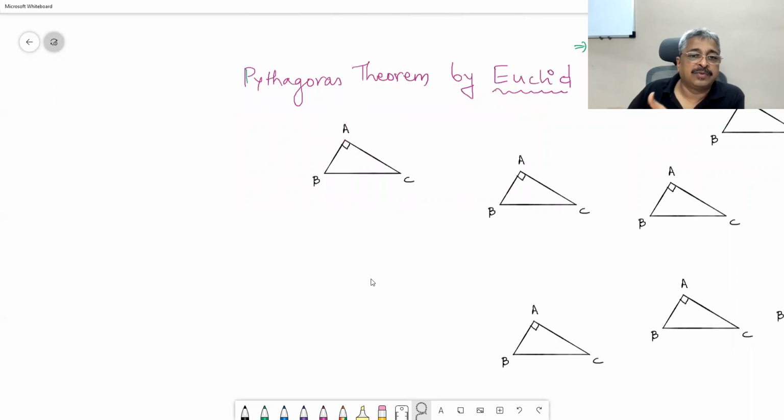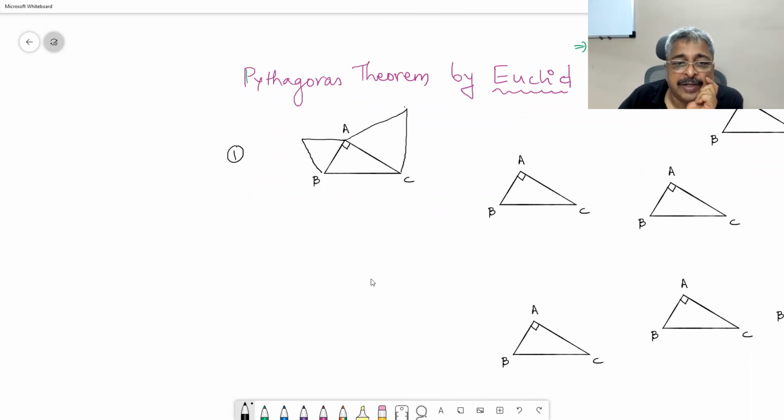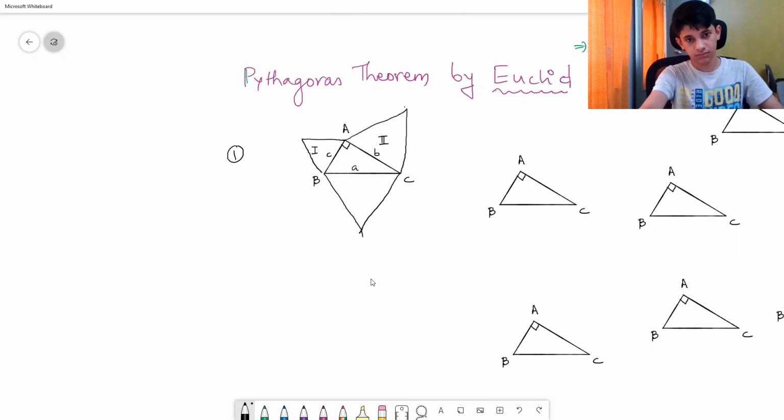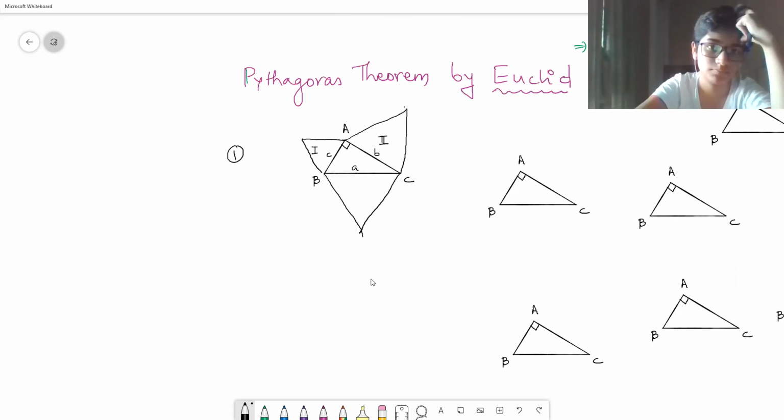Now, let us work on this first one. So let me call this first. If I draw an equilateral triangle here, and here, and here, and also an equilateral triangle here. This side is small c, this side is small b, this side is small a. Correct? So can you tell me the area of equilateral triangle 1, and the area of equilateral triangle 2? What is the area of equilateral triangle 1?